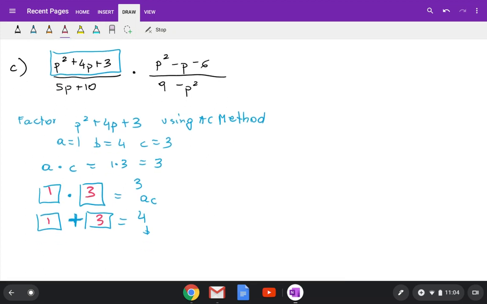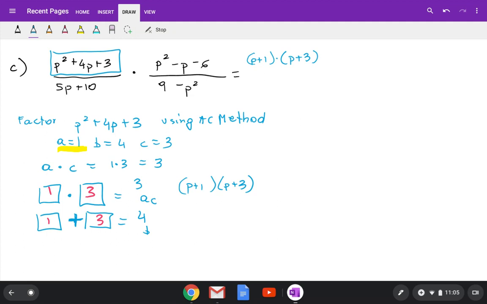And now when you find those integers, we're going to rewrite p squared plus 4p plus 3 as p plus 1 times p plus 3. And again, we don't need to worry about finding the GCF because, like you see, the leading coefficient A was equal to 1. So that's that easy case. Okay, so I'm going back to our problem, and I'm going to rewrite p squared plus 4p plus 3 as p plus 1 times p plus 3.